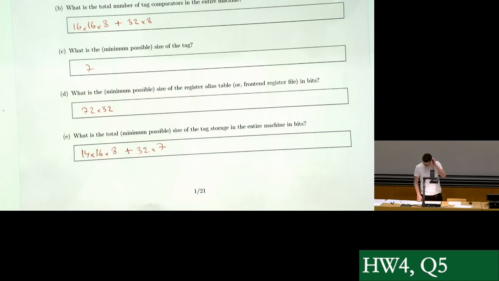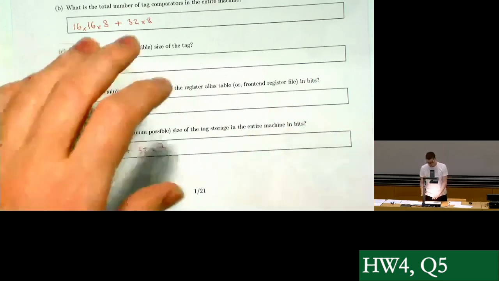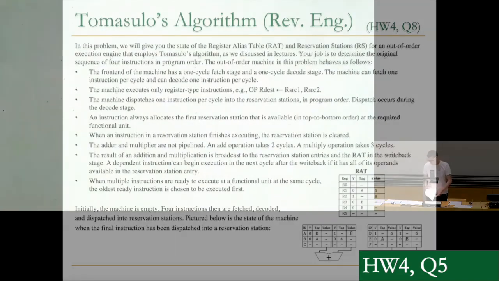I guess, is this correct? Is this the total minimum size of tag storage in the entire machine in bits? Okay, yeah. Everything clear? I think that this was a relatively simple question.